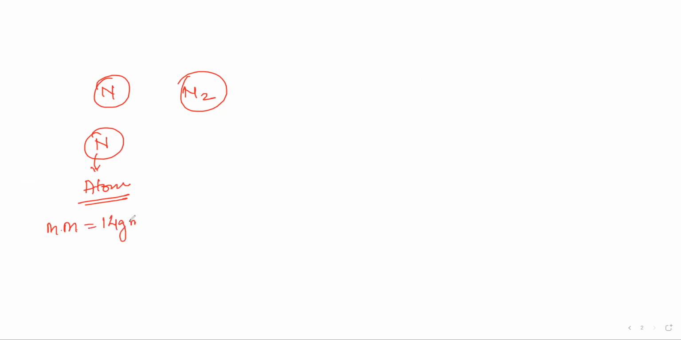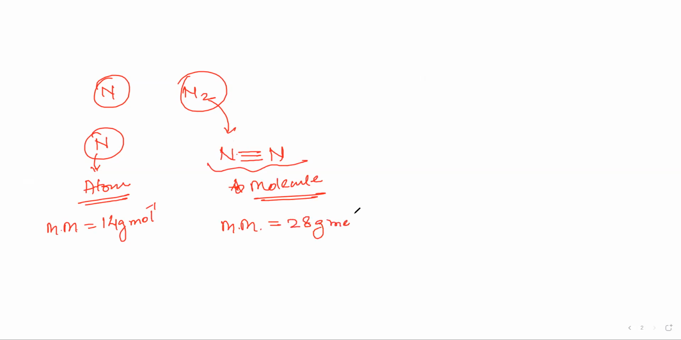Nitrogen and N2. Do you know the difference between these two? No. Okay, so when I write nitrogen like this, it is one element, an atom. Its molar mass is 14 grams per mole. Now, when I write N2, that means it has 2 atoms of nitrogen like this. This is one molecule. What will be the molar mass of this molecule? This nitrogen is 14, this nitrogen is 14, so that will be a total of 28 grams per mole.